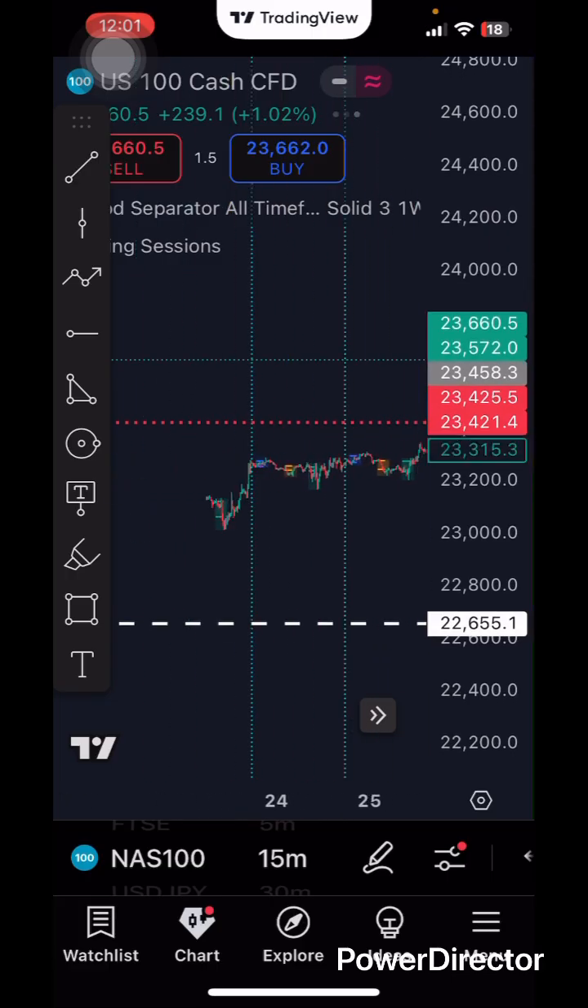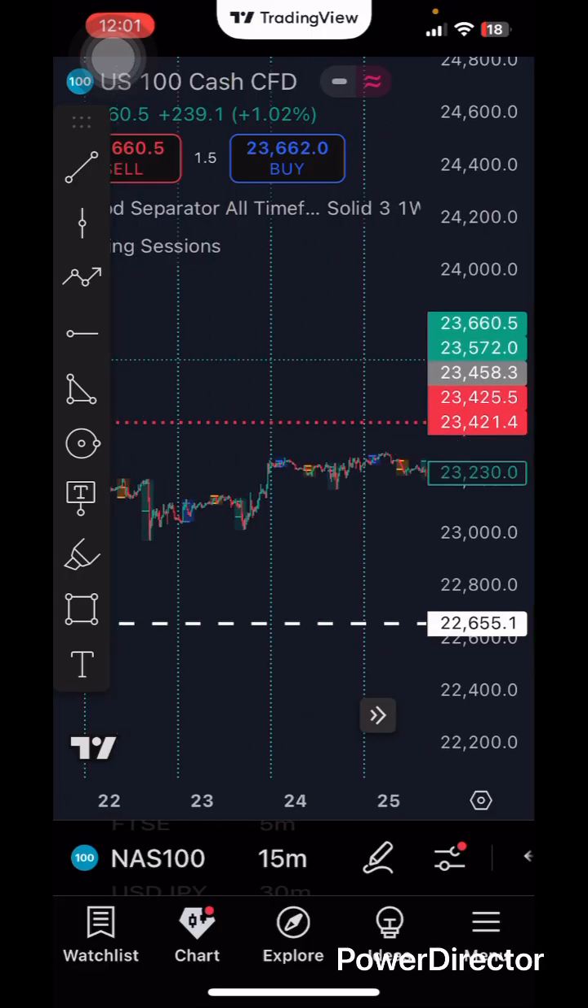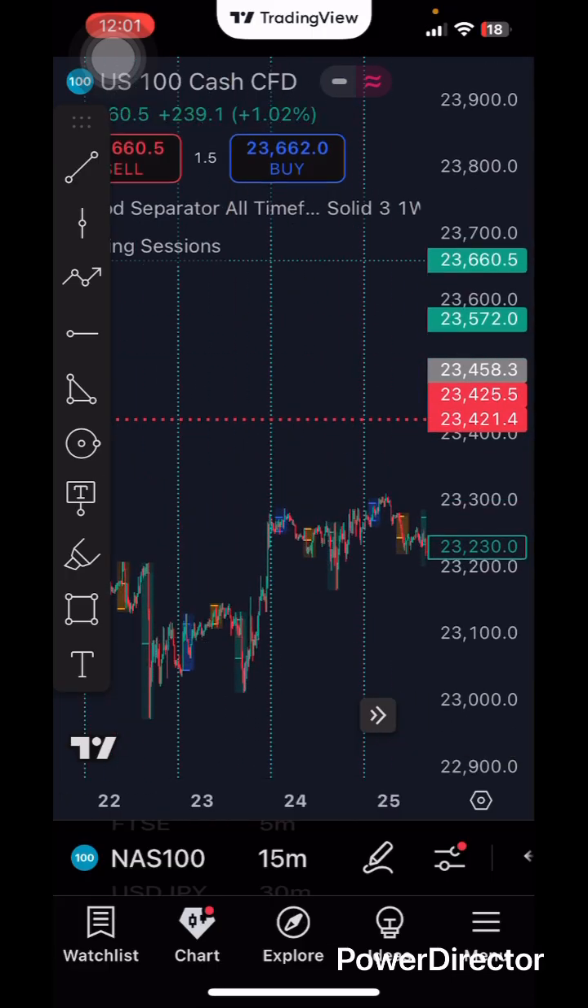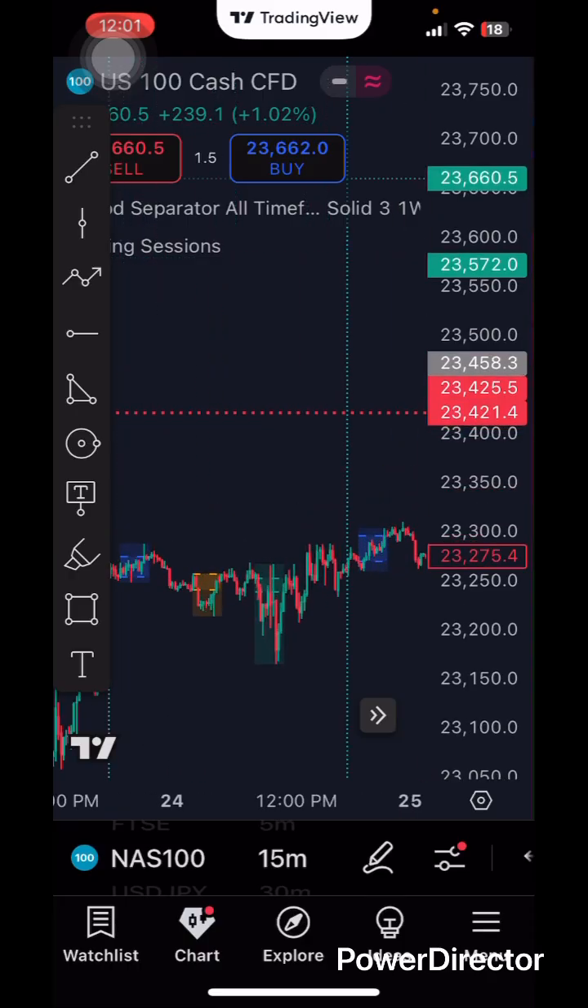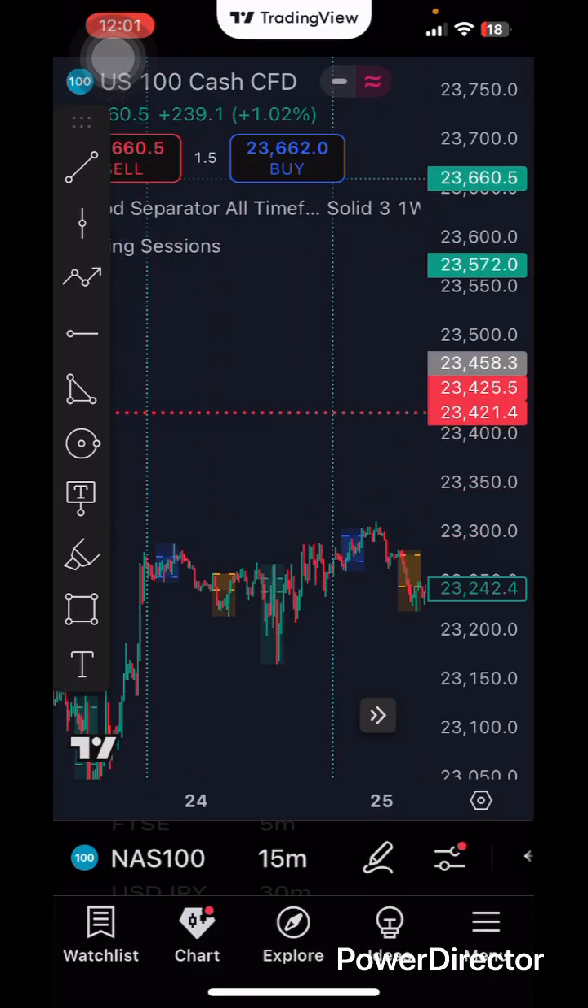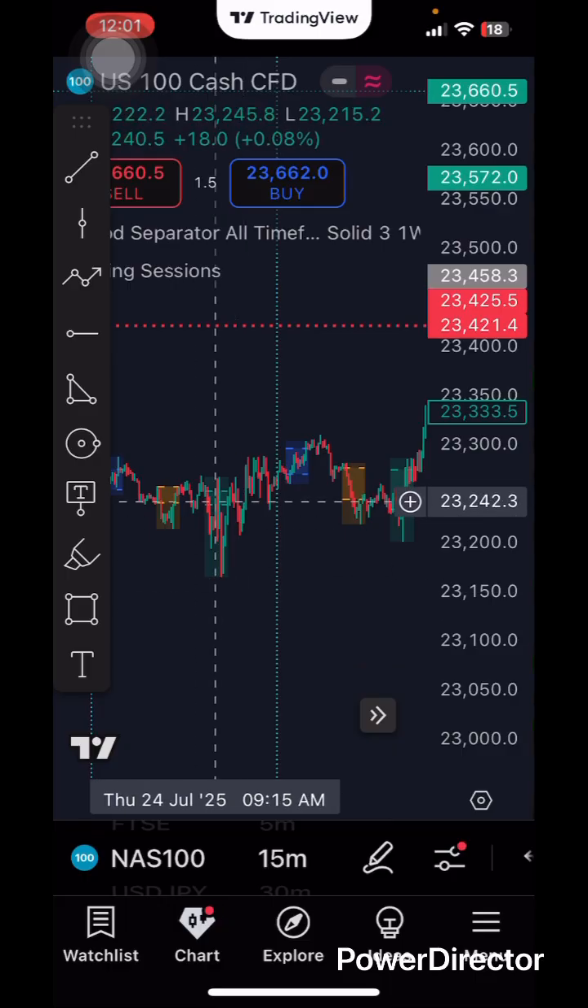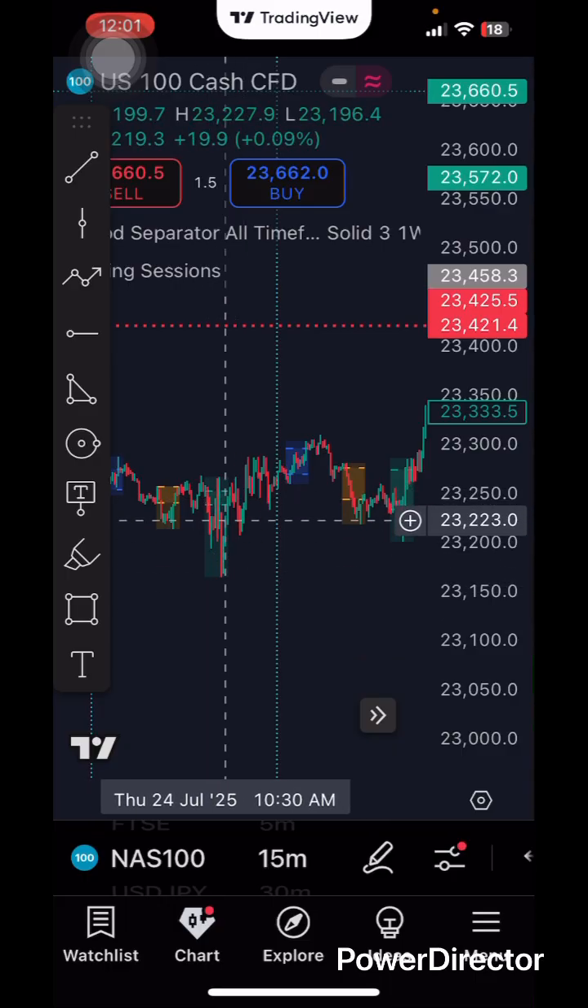And that happens a fair bit, right? But if you look at this day here, we have the narrow range through Tokyo and London, and then we get this really shaky, choppy session.